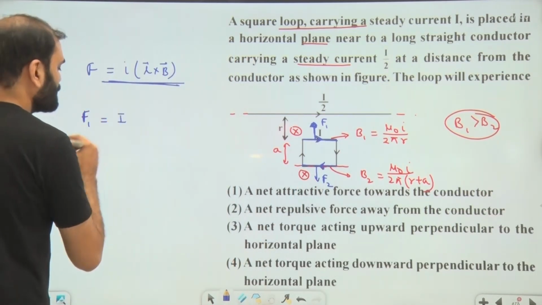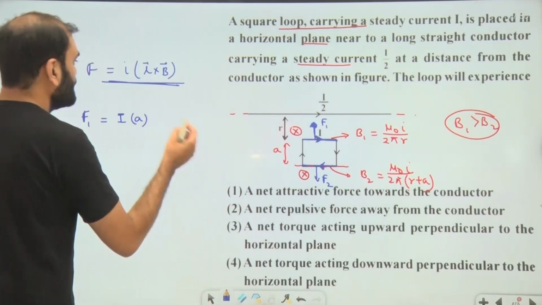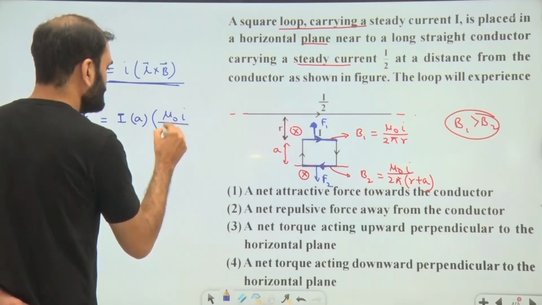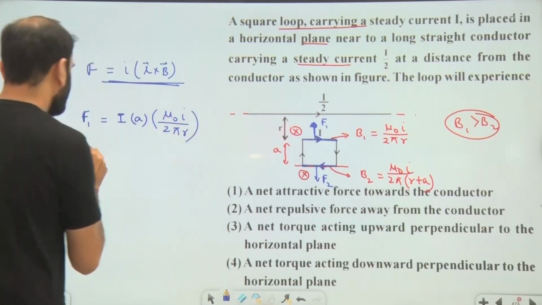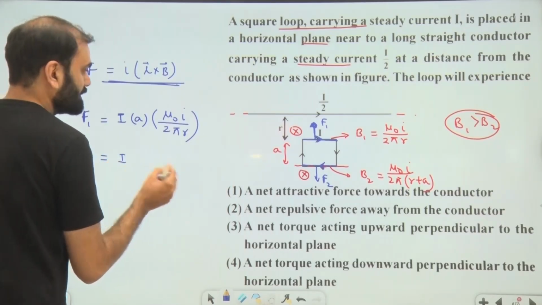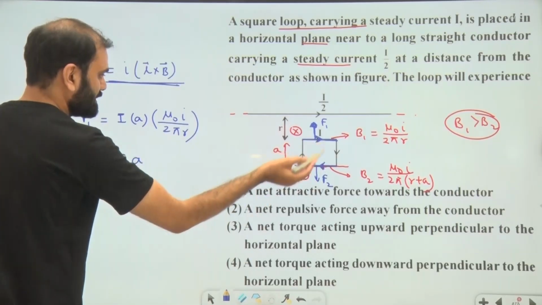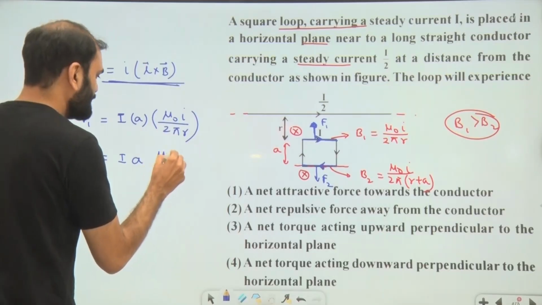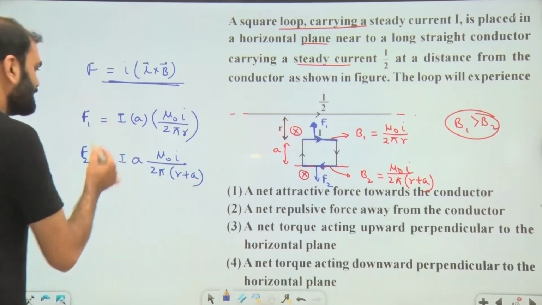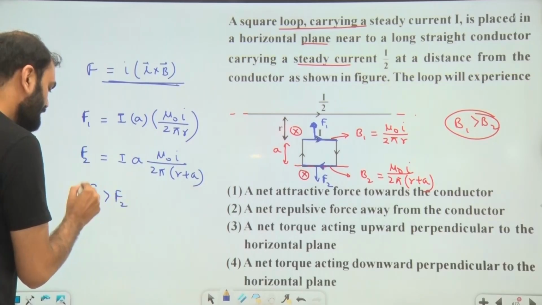F1 will be equal to I into L, and let's say the length of the wire is A, and the value of B will be mu naught into I upon 2 pi R. F2 can be written as I into A, since the current is I and the size of the square is the same, into mu naught into I upon 2 pi into R plus A. So you can clearly see that the value of F1 is more than the value of F2.